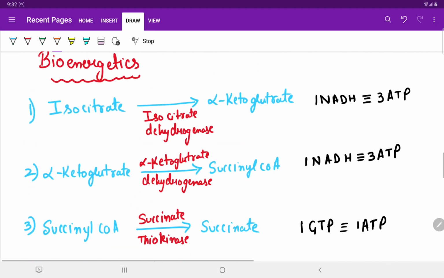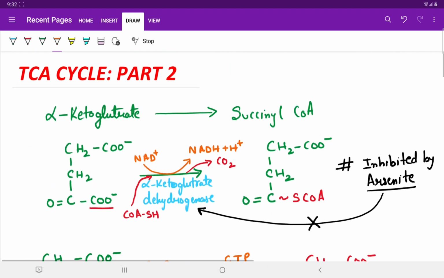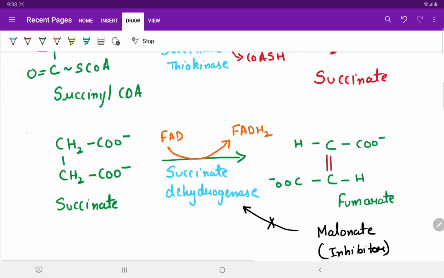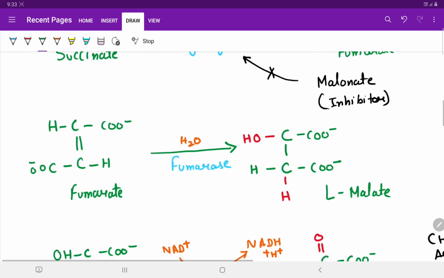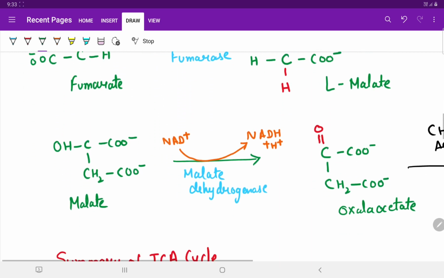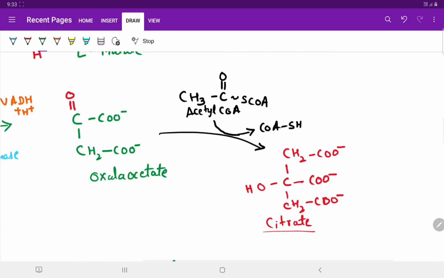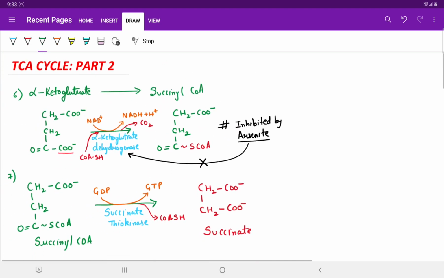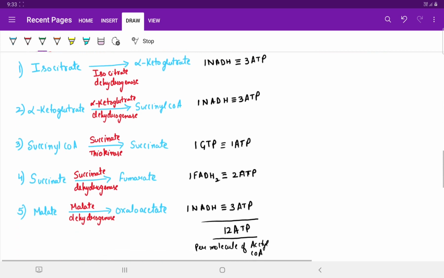So I hope students now the TCA cycle is clear to you. We had studied the second part also now. The sixth reaction is conversion of alpha ketoglutarate to succinyl coenzyme A. Then succinyl coenzyme A into succinate, then succinate into fumarate, fumarate to malate, and finally malate to oxaloacetate, and this further enters into another TCA cycle. So students, this was all regarding the second part of the TCA cycle and its bioenergetics.